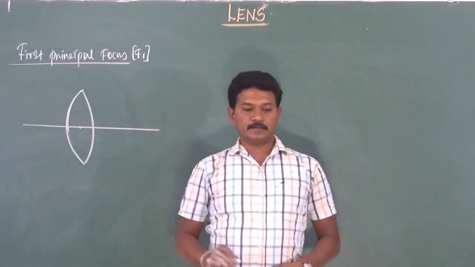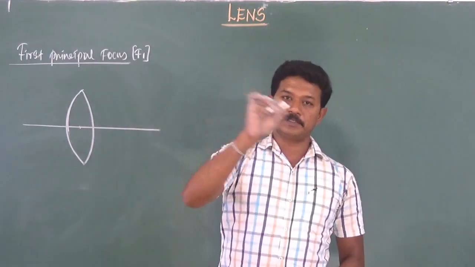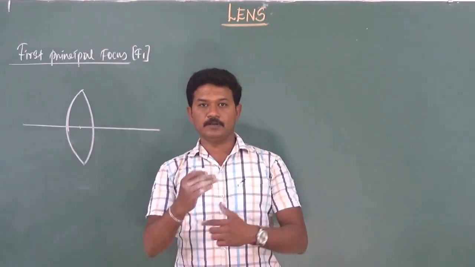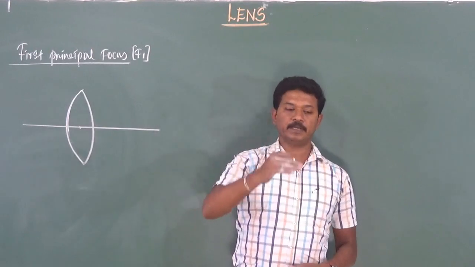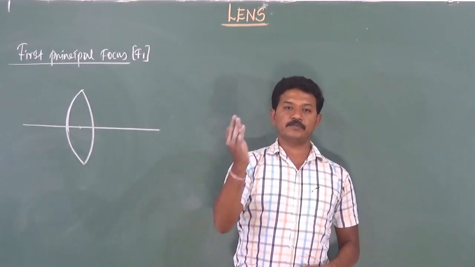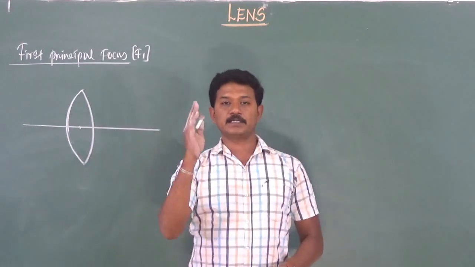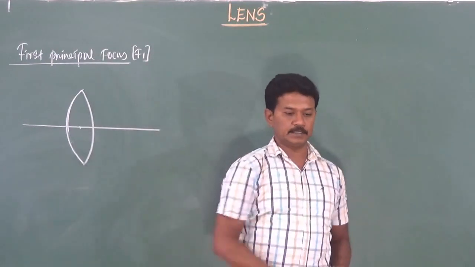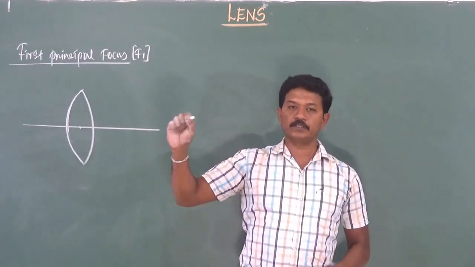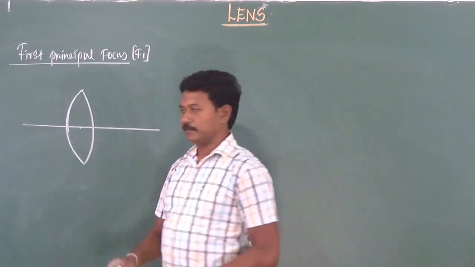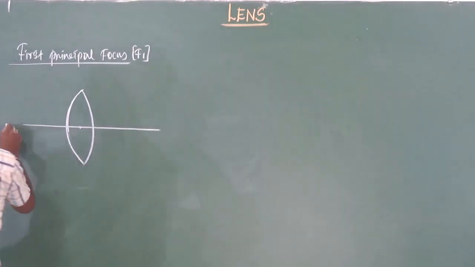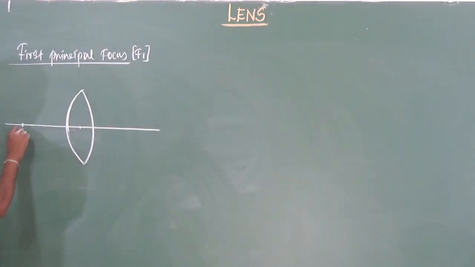The light ray starting from a point on the principal axis, try to follow this. The light rays starting from a point on the principal axis, after refraction from the lens, if they travel parallel to the principal axis, then that point on the principal axis is called the first principal focus. Very simple. So here is a point, that is F1.